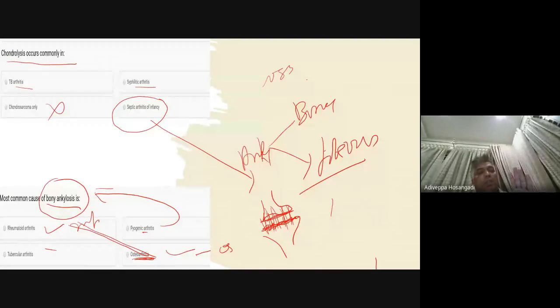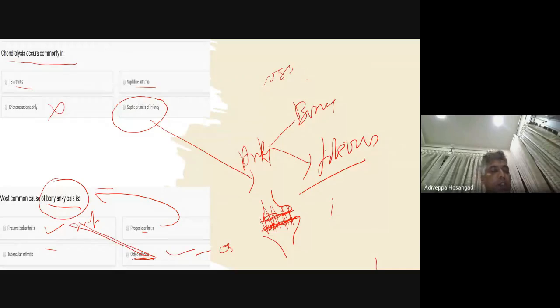You can remember it briefly with a mnemonic. Tubercular arthritis causes fibrous ankylosis. Pyogenic arthritis causes bony ankylosis. Mind you, when not treated adequately or when not treated in time.